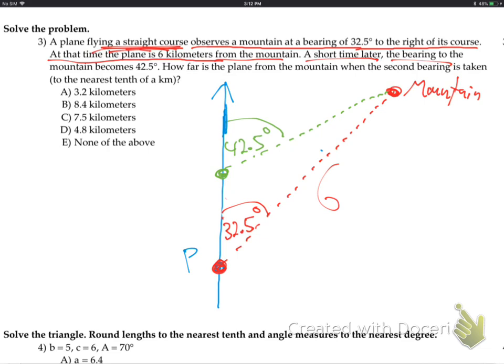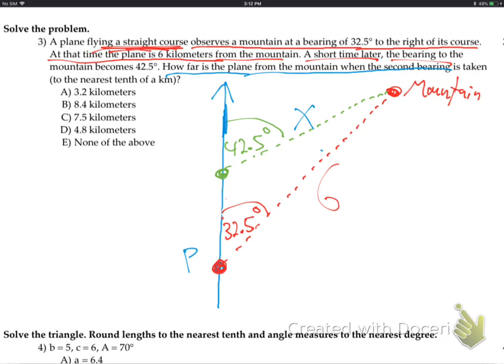So, the question is, how far is the plane from the mountain when the second bearing is taken? In other words, X right there. How long is that dotted green line? What is X? 7.5 kilometers. So we good? We good to there?